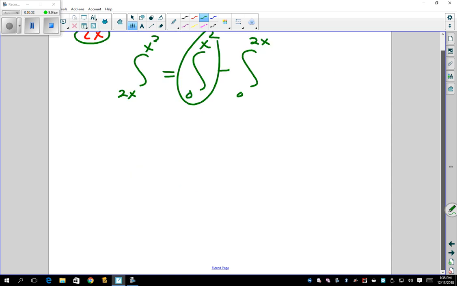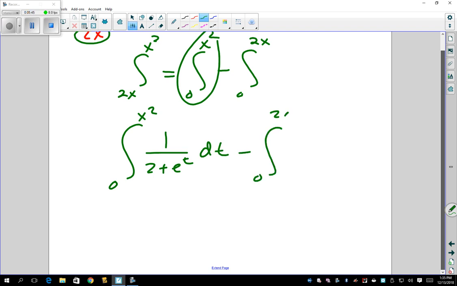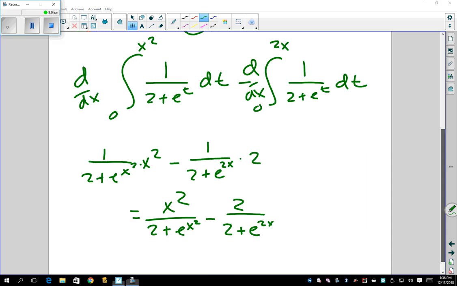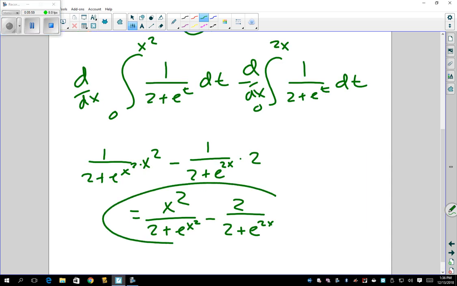So let's take this integral from 0 to x squared of 1 over 2 plus e to the t dt minus the integral from 0 to 2x of 1 over 2 plus e to the t dt. So take a minute to copy that down and try this yourself. And so what you should end up with is 2x over 2 plus e to the x squared minus 2 over 2 plus e to the 2x.